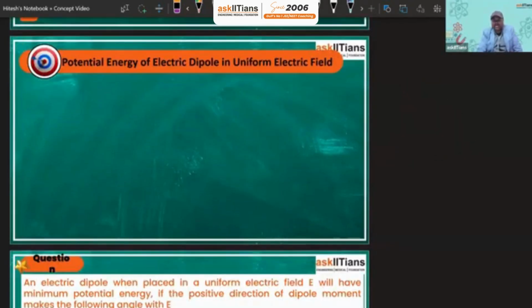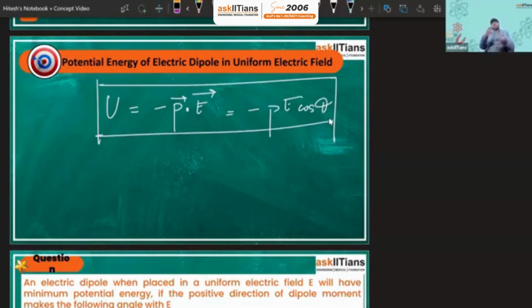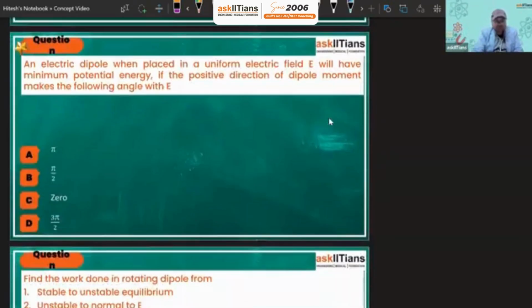Then we have potential energy. We have an expression here. For potential energy, it is minus vector P dot vector E, so thereby it will become minus PE cos theta. So this is the potential energy of an electric dipole in a uniform electric field, right? So we have many more things to be covered here. We have a few questions.